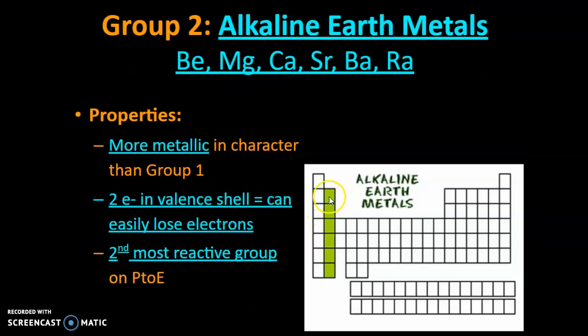Now, group 2, they have 2 electrons in their outside shell. They're a little bit more metallic in character than group 1, and the elements are going to be beryllium, magnesium, all the way to radium. Again, they have 2 electrons in their outside shell. They can lose it easily, so they are the second most reactive group on the periodic table.